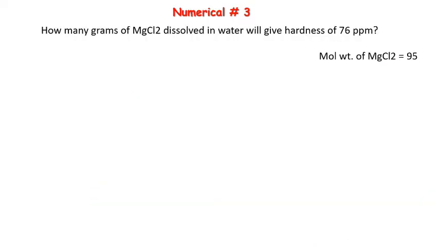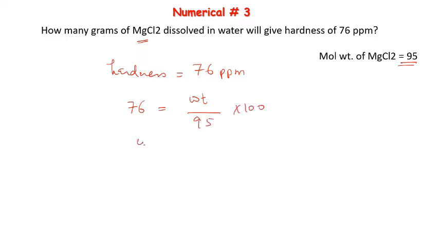The next numerical problem: how many grams of magnesium chloride dissolved in water will give hardness of 76 ppm? So this is just a kind of reverse calculation. Hardness is given over here. Hardness is equal to 76 ppm, right? So how are we getting this hardness? Hardness, 76 ppm or milligrams per liter, is equal to how much weight we have to calculate, and this is because the hardness is of magnesium chloride, and the molecular weight of magnesium chloride is 95, multiplied by 100. So in this way one can calculate the weight.